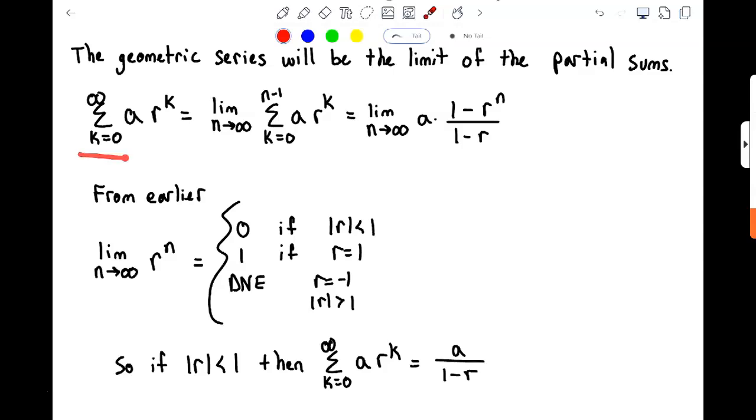If you go back to where it came from, that would be the sum of a as k goes from 0 to infinity. If you add any non-zero number up an infinite amount of times, you're going to get infinity. So r equals 1 is also going to diverge. So in those three cases, it's going to diverge. In this one scenario, it will converge, and it will converge to a over 1 minus r.